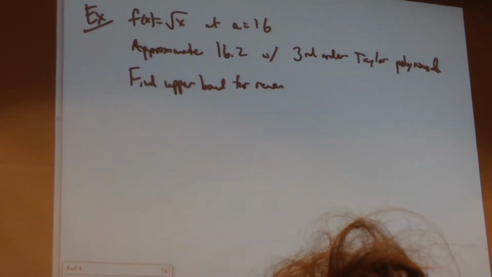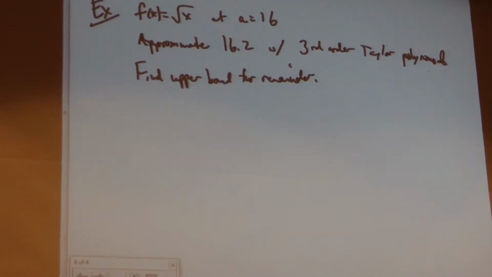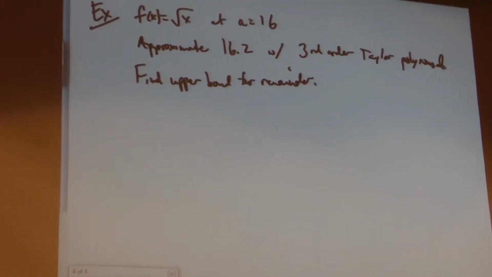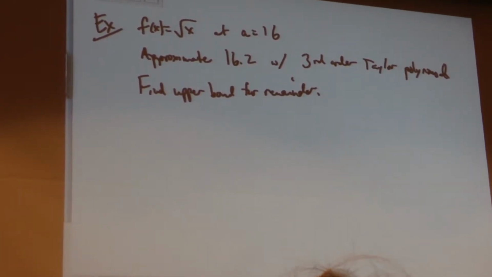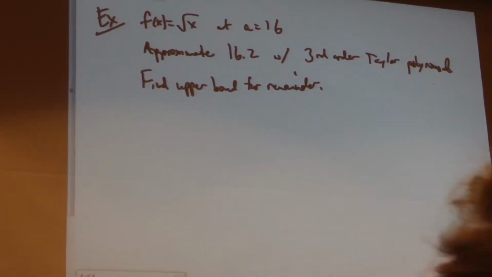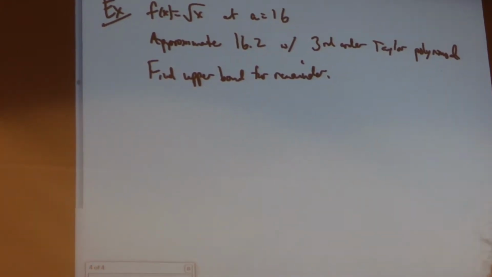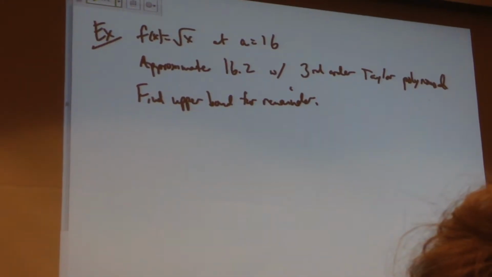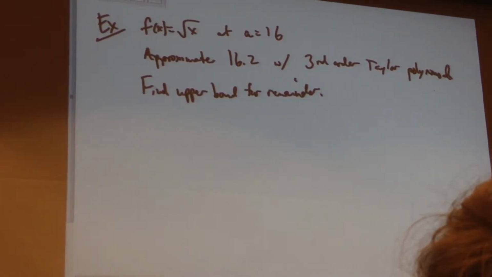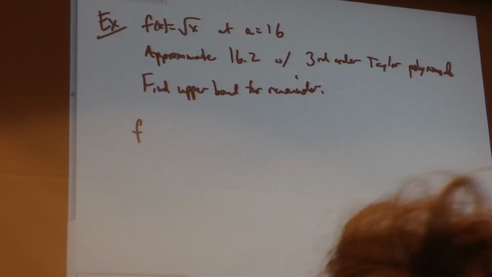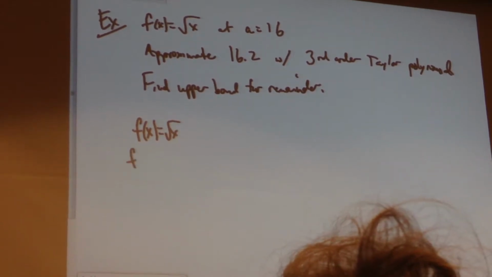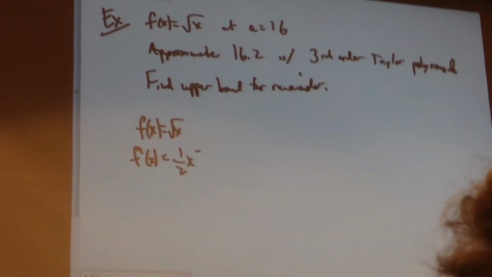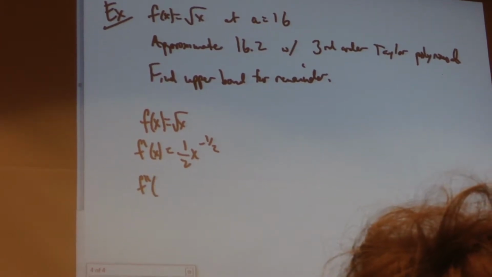Okay. So, f of x is square root of x. How do you want to generate the Taylor series? You will have to find the first derivative, second derivative, third derivative, and the fourth derivative. Okay, let's do that. f is root x. f prime is 1/2 x to the negative 1/2. It's third order, but we'll need the fourth derivative to do the remainder part. We might as well figure that out now.